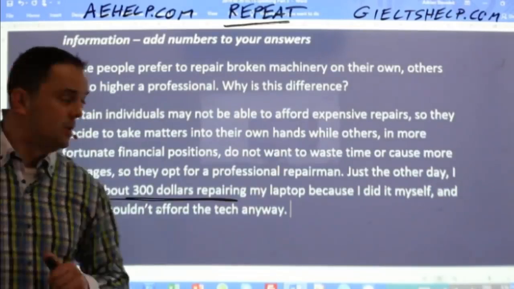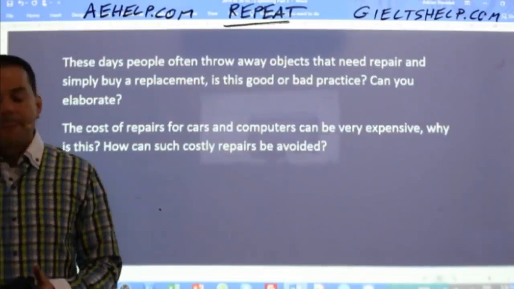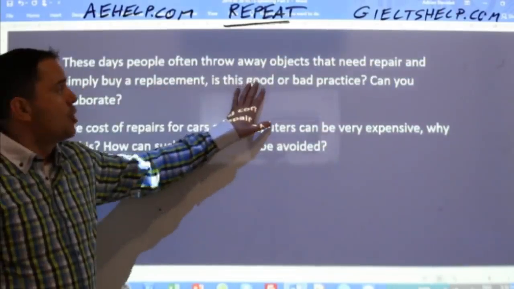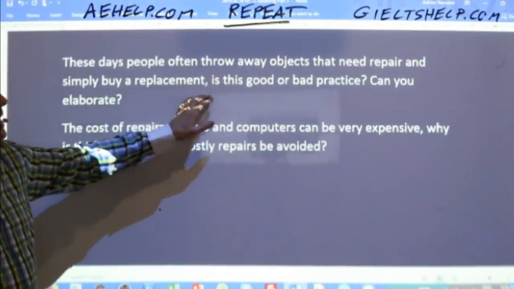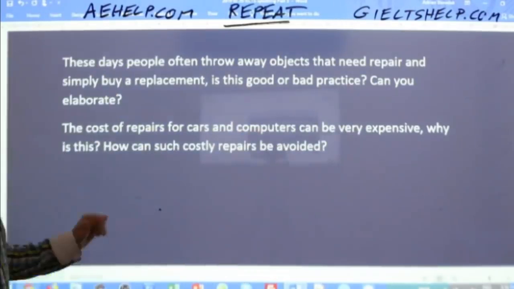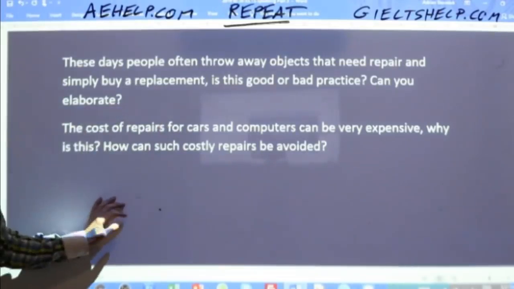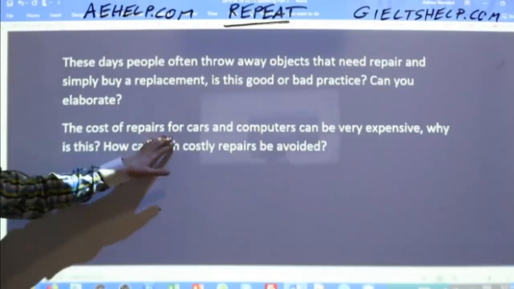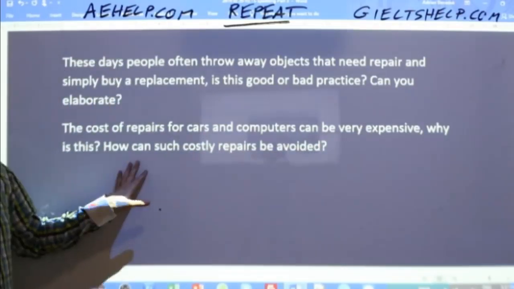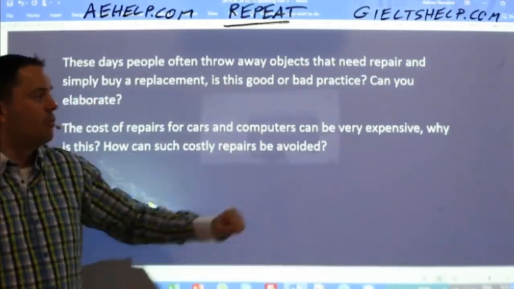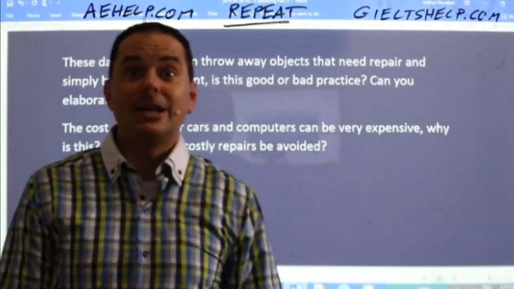All right. So, a couple more questions. Here they are. These days, people often throw away objects that need repair and simply buy a replacement. Is this good or bad practice? And then the follow-up question that they might ask you or interrupt you with is, can you elaborate? The cost of repairs for cars and computers can be very expensive. Why is this? How can such costly repairs be avoided? Okay, this is where I can probably connect to my first answer by doing it myself.